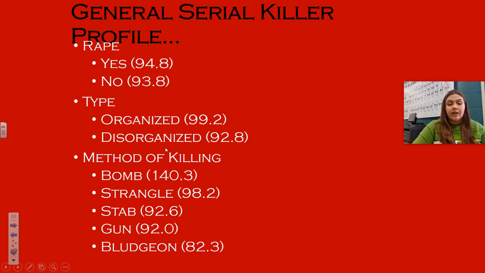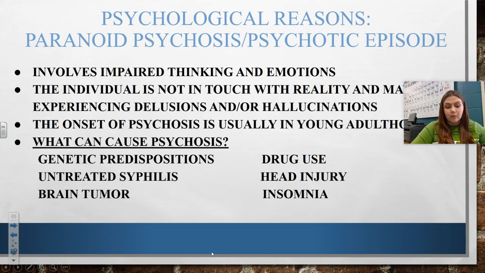Type: organized versus disorganized. That was what we should have got from the video yesterday. An organized killer, we're going to talk about in more detail tomorrow. But it's about half and half. About half of them are very organized, harder to catch, covering their tracks, planning meticulously, that kind of thing. And disorganized, just kind of pick a random house, go in and murder everyone. Method of killing: bombing, more common than I would think, because I don't feel like I hear about that many bombs. Strangling, common. Stabbing, gun, bludgeoning, which means hitting with something.